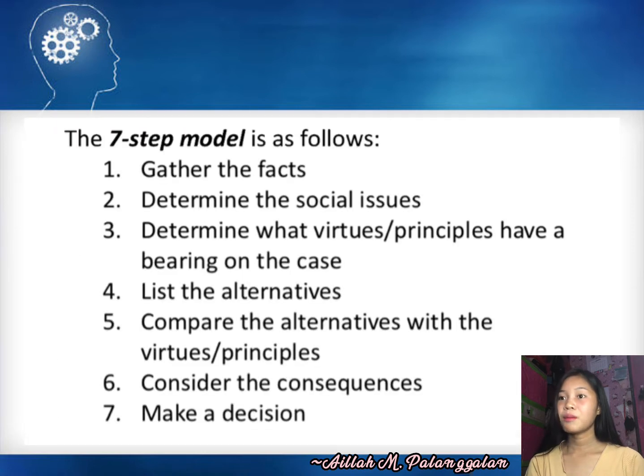The 7-step model is as follows. Number 1, gather the facts. Number 2, determine the ethical issues. Number 3, determine what virtues or principles have a bearing on the case. Number 4, list the alternatives. Number 5, compare the alternatives with the virtues or principles. Number 6, consider the consequences. And number 7, make a decision.